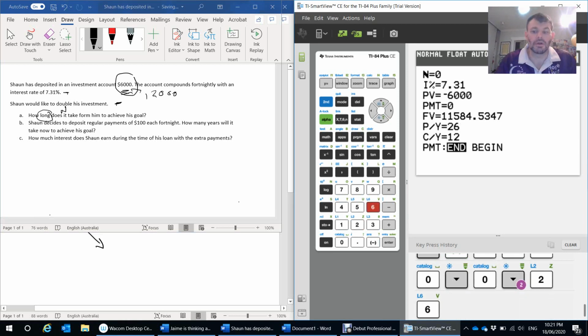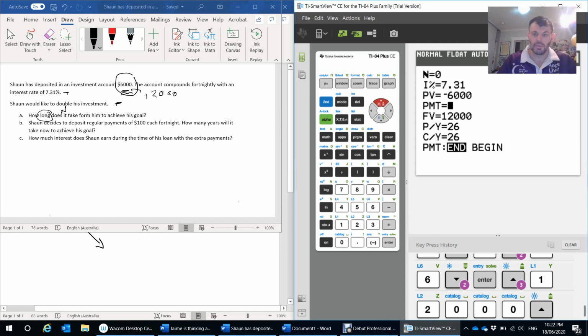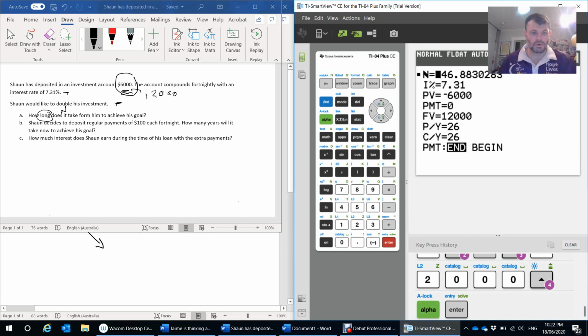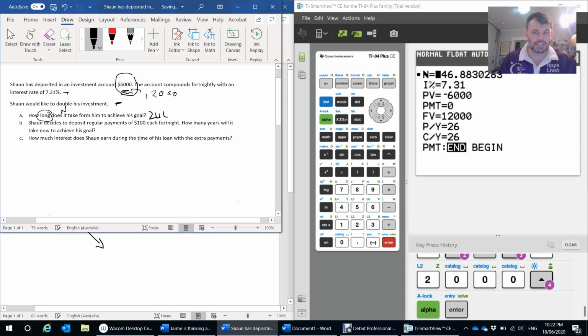And because it's fortnightly. So we then come down to FV, and we're going to put 12,000 in here first because we want to double his amount. We then come up here and we want to find n. So alpha enter, and we get the answer for this first one is 246.8, which is equivalent to about 249 fortnights. Okay, so it's going to take him 249 fortnights to reach his goal of $12,000.